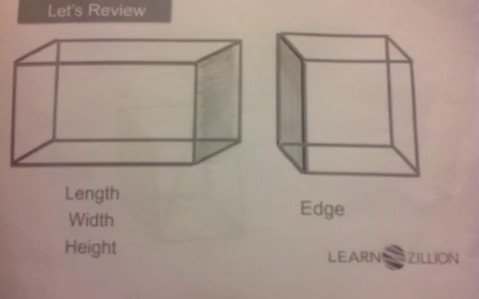So here we have two different shapes. We have a rectangular prism on the left side and a cube on the right side. You can see that the rectangular prism has the three dimensions of length, width, and height. The cube also has length, width, and height, but what makes a cube special, of course, is that all the edges are the same length. That's going to help us out as we go through a couple of these problems.